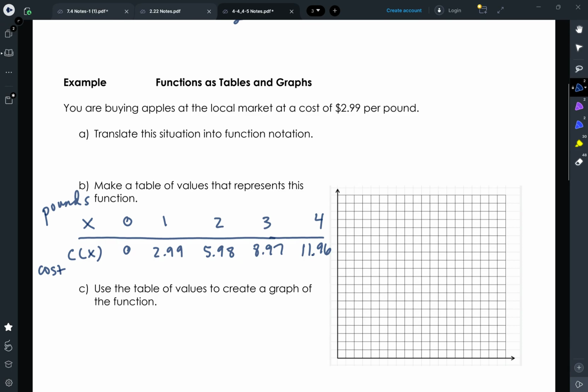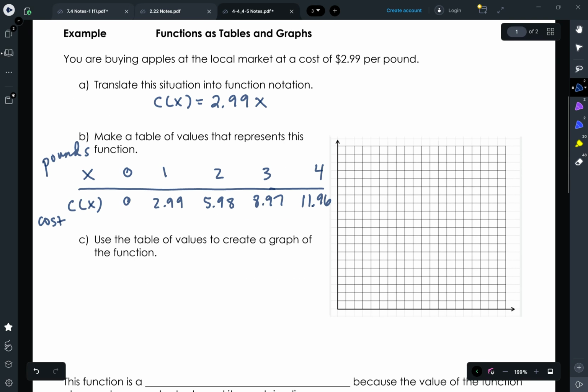If I wanted to buy 4 pounds of apples, 4 times $2.99 would be $11.96. So for each of those, I took my number of pounds and multiplied it by my cost per pound. So my cost is going to equal $2.99 times my number of pounds, which is x. Sometimes it does help to come up with some examples first.